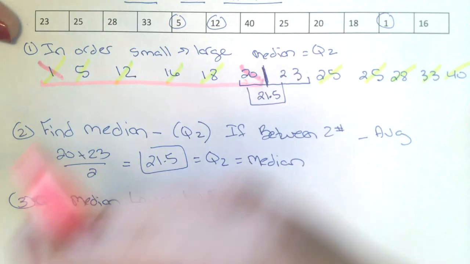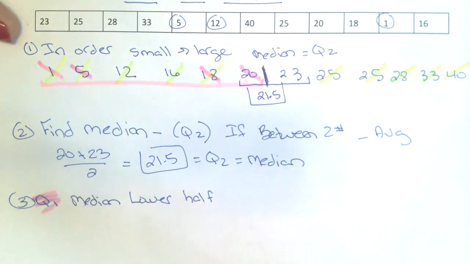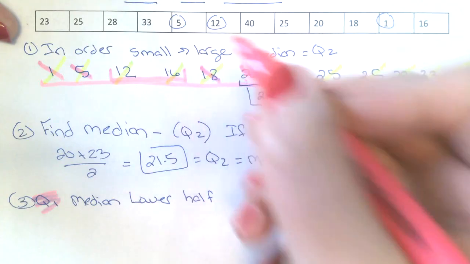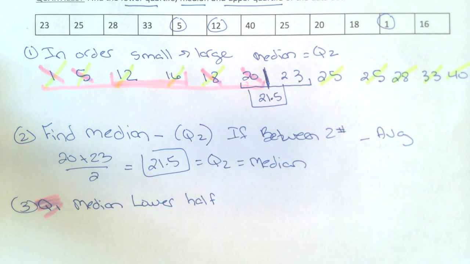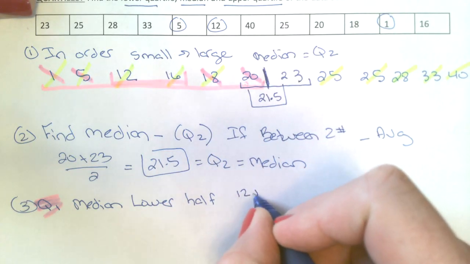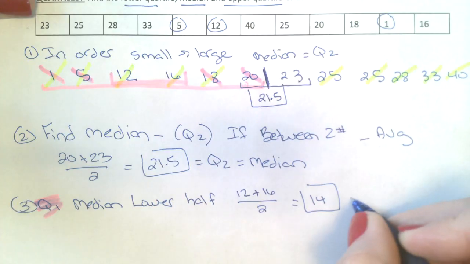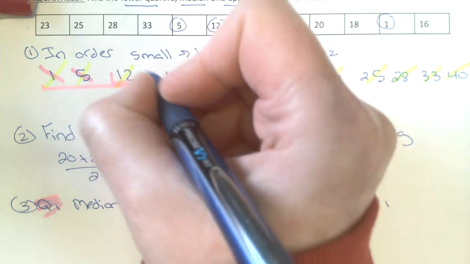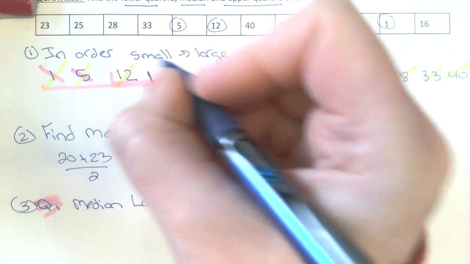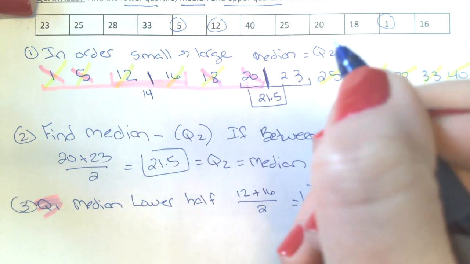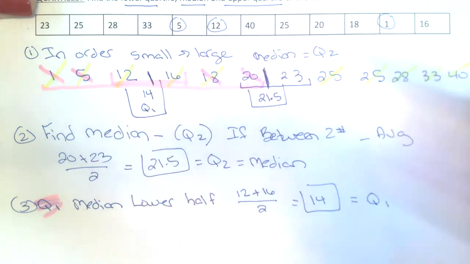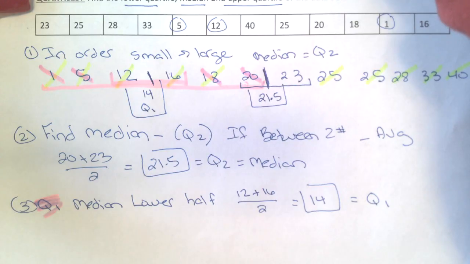So I would cross off the 1 and the 20, the 5 and the 18, and now my median is somewhere between 12 and 16. So I'm going to take 12 plus 16 divided by 2, and I would get 14, which is Q1. So right there, I have a 14, and that is Q1.